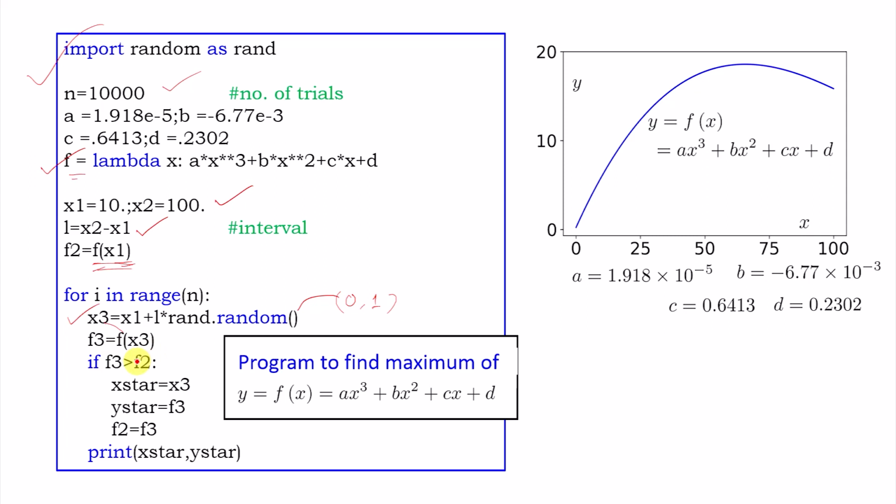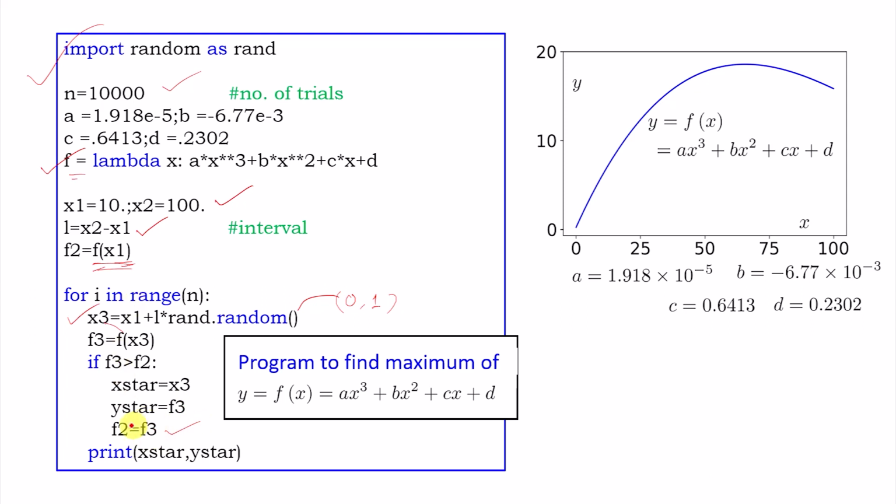If f3 is indeed greater than f2, then I assume that this is my maximum. So I take that as my x star, that is x3, and my y star is f3. They are my maximum. And then I store this f3 value in f2.